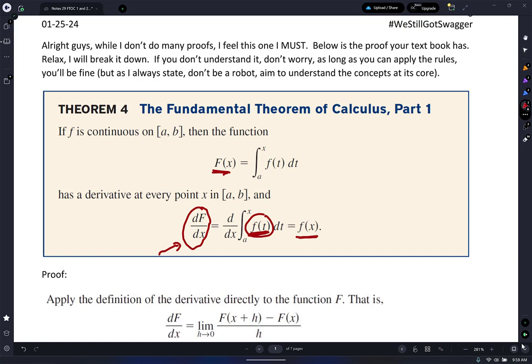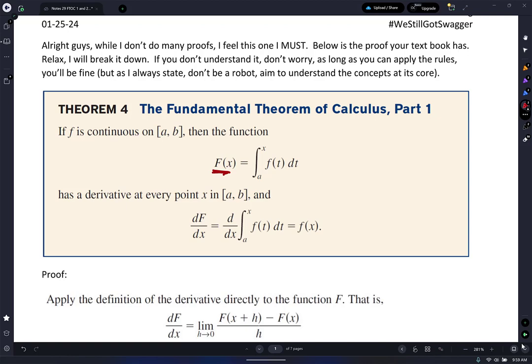Is it required to do the proof? No. But without doing the proof, this whole symbol, just doing antiderivatives, is just magic. And I'm not a fan. You guys know I'm not a fan of magic. Well, I am, I love magic. But I'm not a fan of, oh, we just do it because we do it. I want you guys to know why. That makes sense? Okay. So here's the proof.